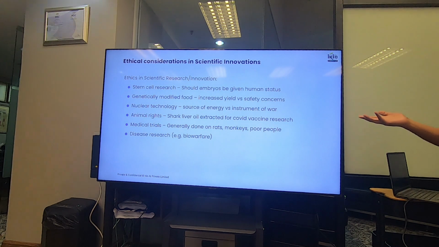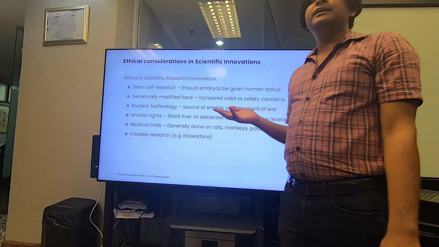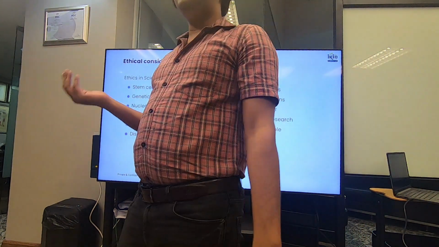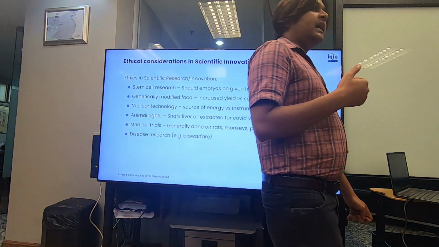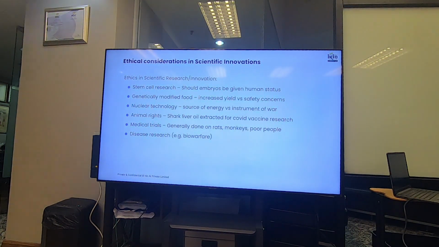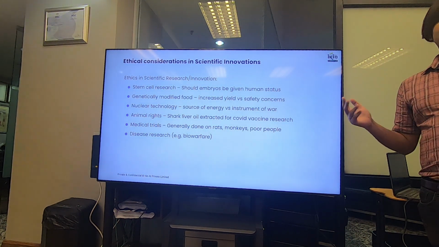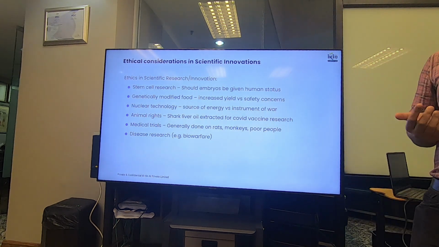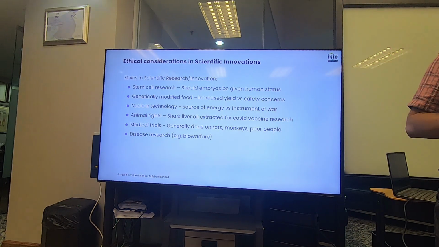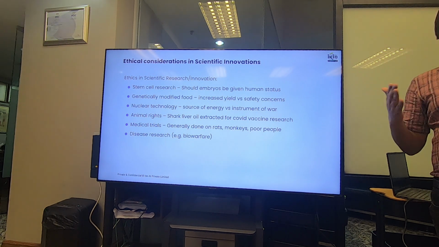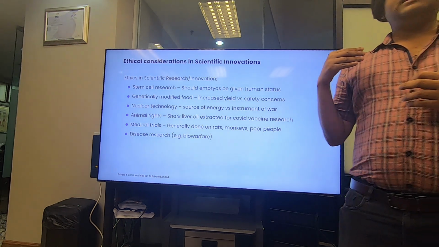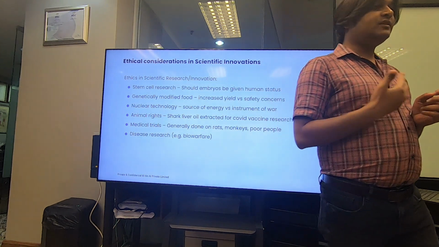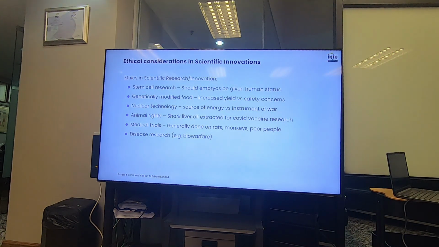Then medical trials. Whenever any pharmaceutical company creates any new medicine, then they have to try it on someone. Generally they are tried on rats, monkeys, or poor people. So yeah, the ethical dilemma here is, whose life is more important, because you have to try the medicines on someone. Until you try, you won't know if it works or not.